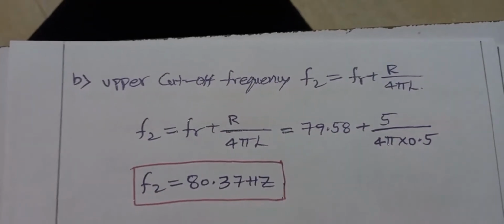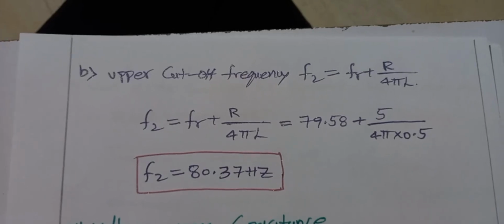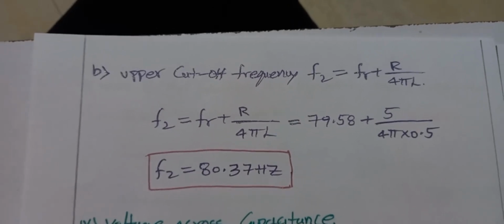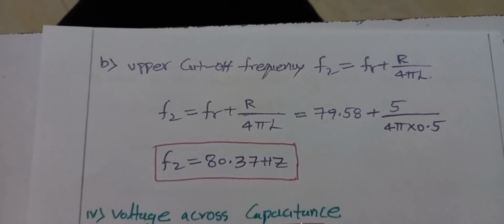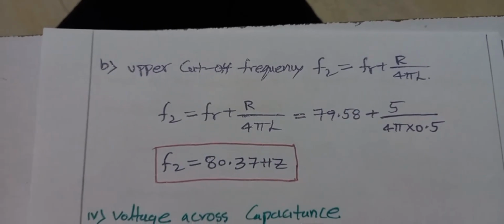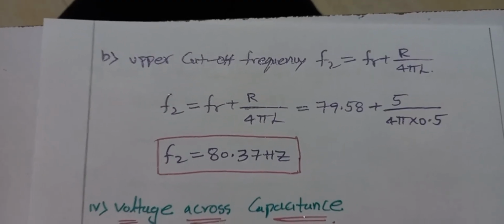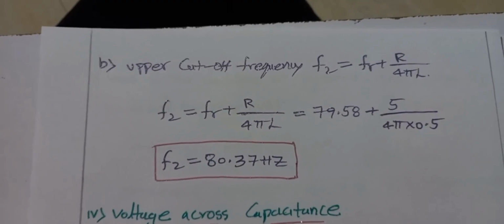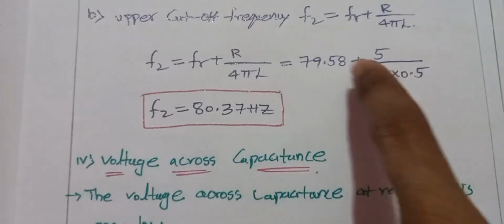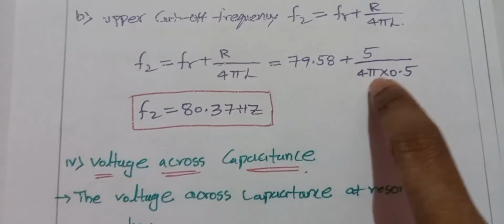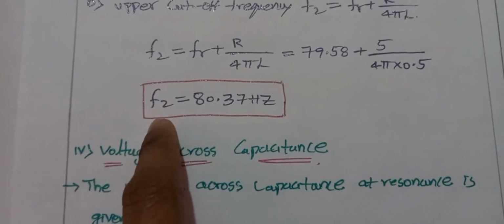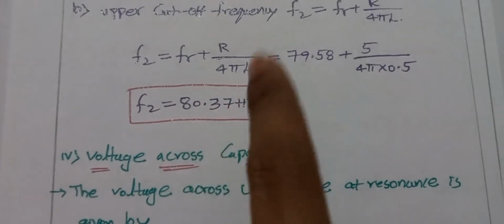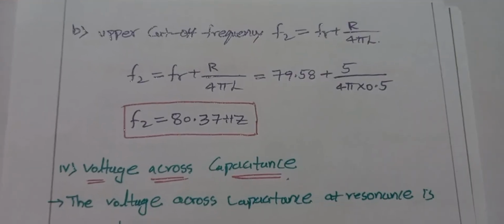Upper cutoff frequency F2 equals, previously for F1 lower cutoff frequency, the resonant frequency minus R by 4 pi L. But here, for the upper cutoff frequency, we add R by 4 pi L to the resonant frequency. Then we get F2 equal to FR plus R by 4 pi L, in the sense 79.58, that one is the resonant frequency value, and our resistance value is 5, and 4 pi into inductance is 0.5. Finally we get F2 equal to 80.37 hertz. That one is the upper cutoff frequency.